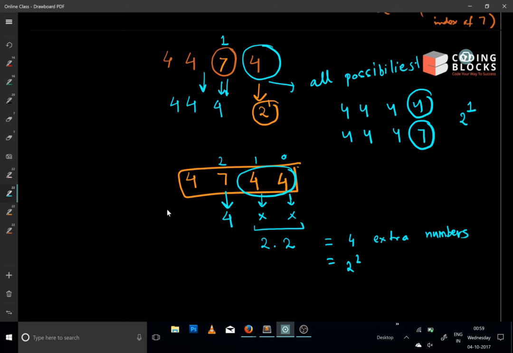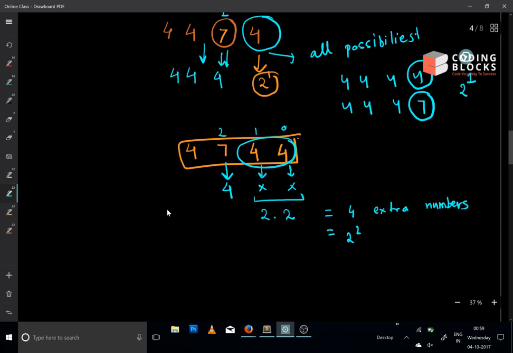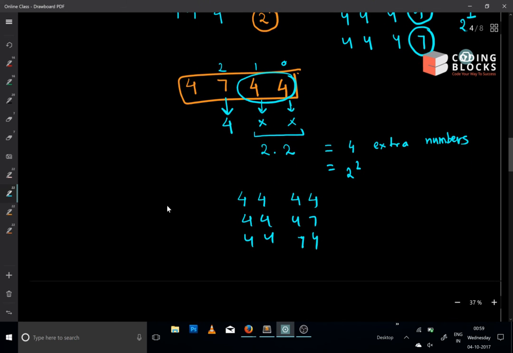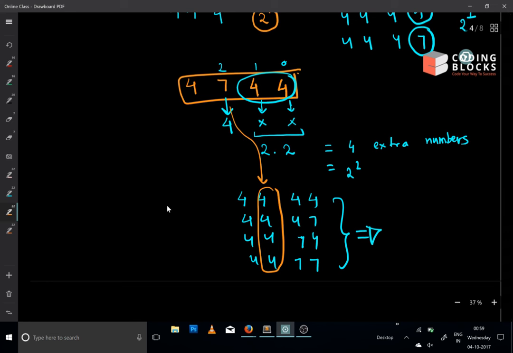So these numbers will be nothing but 4444, 4447, 4474, and 4477. So these are the numbers which have been formed by replacing this digit which was earlier 7. So these extra numbers have been formed.